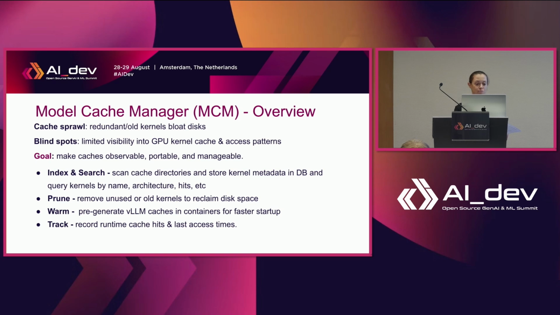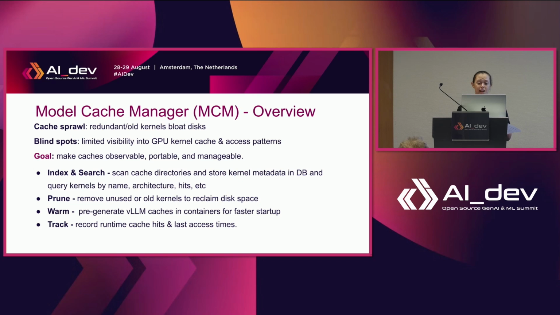So MCM is really trying to solve two problems. One is cache sprawl and two is blind spots. Like I mentioned, when you are compiling Triton kernels or you're trying to load vLLM models on your host, everything gets compiled down into these caches and you have no visibility into them whatsoever, other than you know where they relatively exist at a very high level.